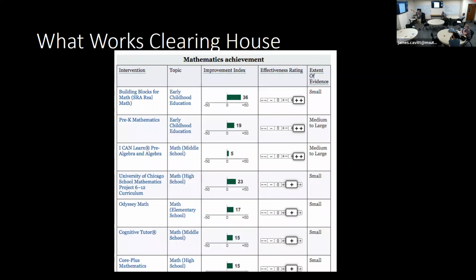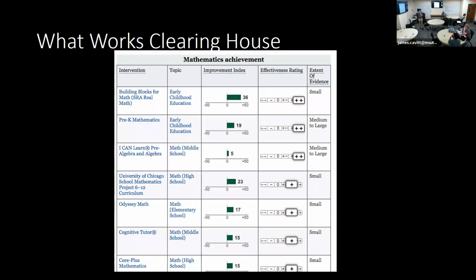And so we look at this, just looking at this one page, and you're doing early childhood education. What program would you use? Would you use the pre-K math or the Building Blocks for math, SRA and Real Math? That one.